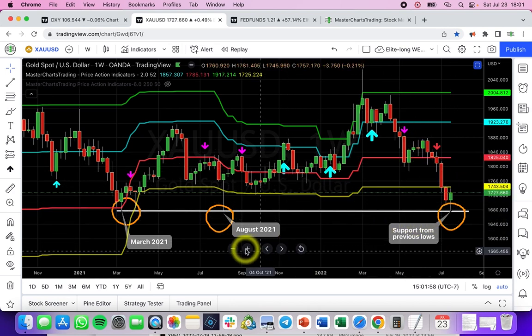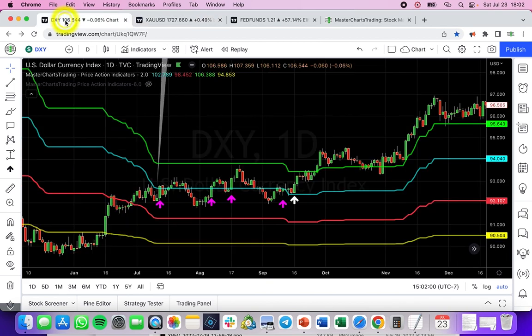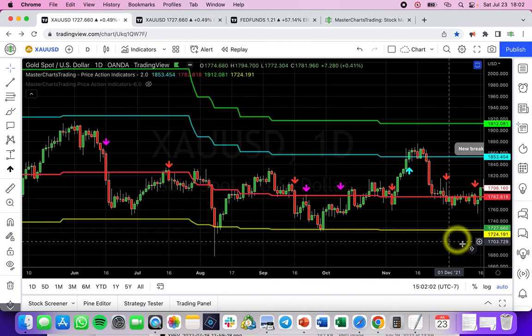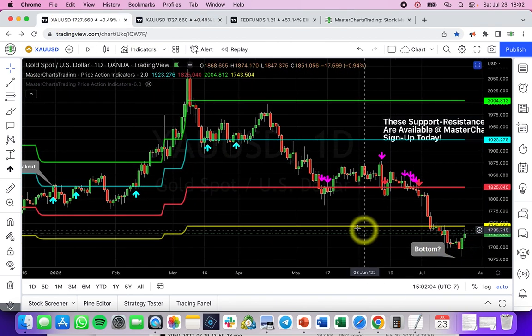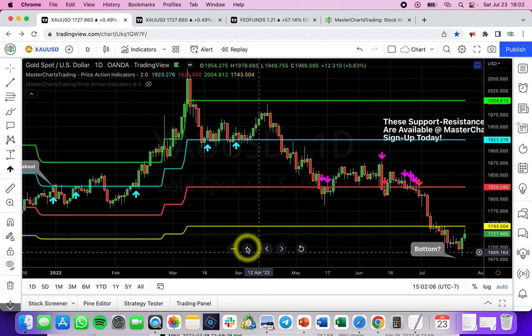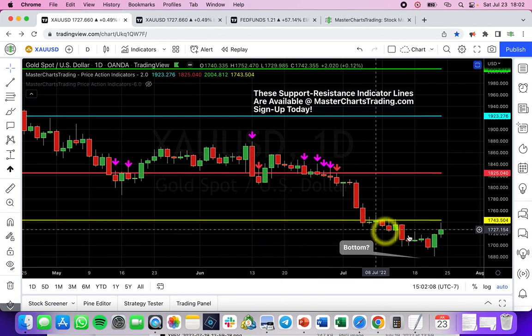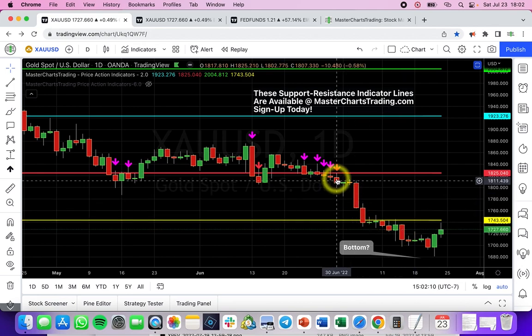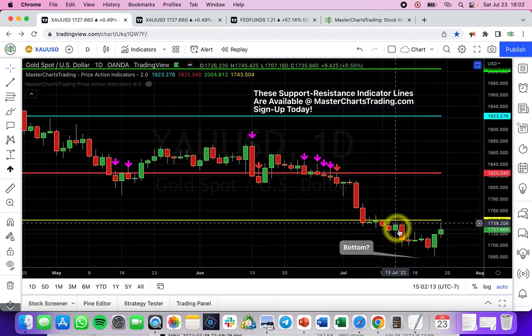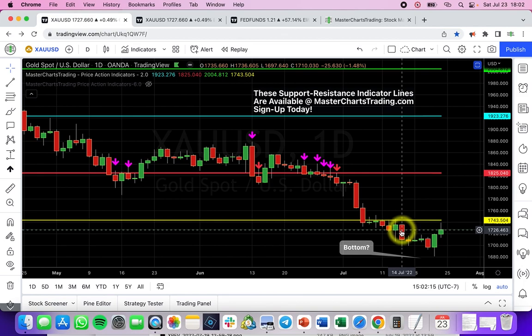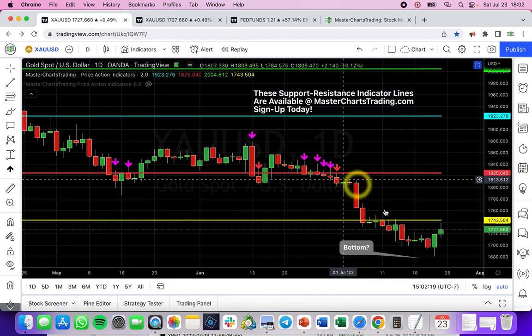Previous to that, I'm going to look at the daily chart of gold. We were selling it short. I had a position myself, and I exited my short position with a nice profit. So I shorted it right there on 30th of June, and I exited right there on 14th or 13th of July, which is still a very nice profit.